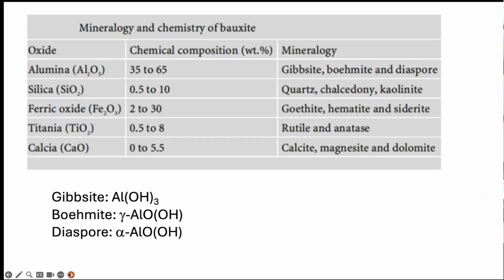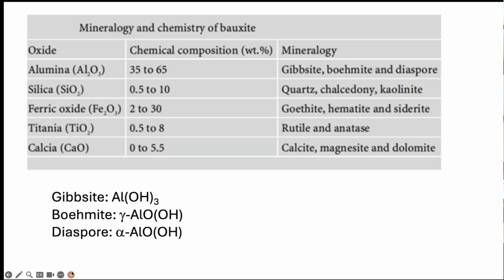So here we've got the mineralogy and chemistry of bauxite. The aluminum content can range from 35 to 65%, usually not much silica. You don't really want that much iron in it. The aluminous phases are gibbsite, which is just aluminum hydroxide, boehmite, which is a different kind of aluminum hydroxide, and diaspore, which is another kind. That will not be on the next midterm.